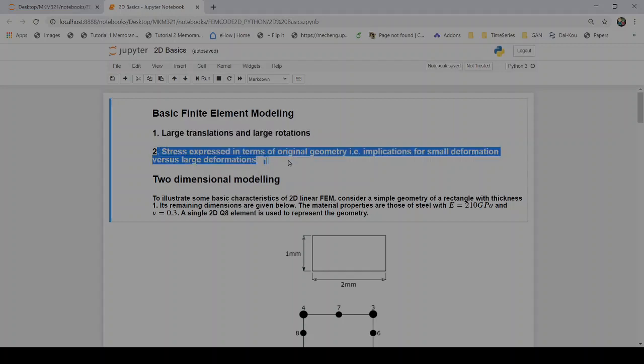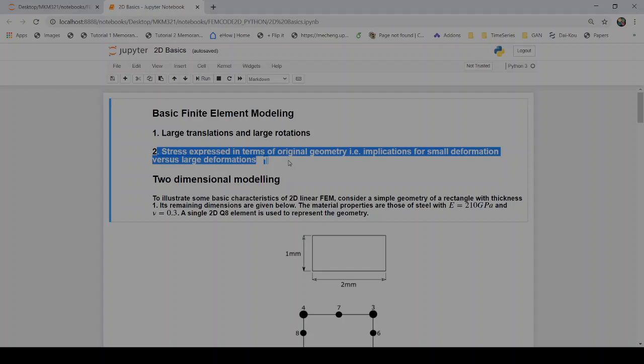So the stress is always in terms of the original geometry. So if my geometry has large deformations, typically the stress would be different if the cross-section areas are much thinner. But that's the nonlinear effect. In finite elements, we don't take that into consideration. Any deformation is not taken into consideration when you compute the stresses. The stress is always computed in terms of original geometry. So this is what this notebook really just tries to highlight. It's just some basics about 2D FEM. This is also 3D FEM, any FEM actually.